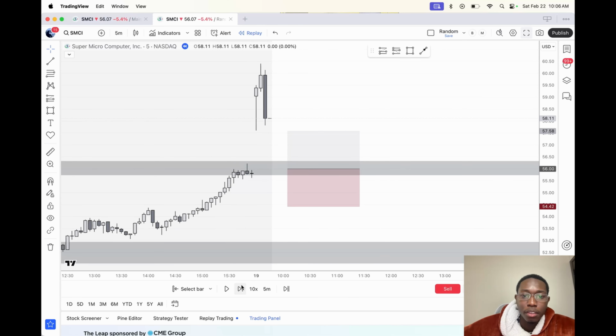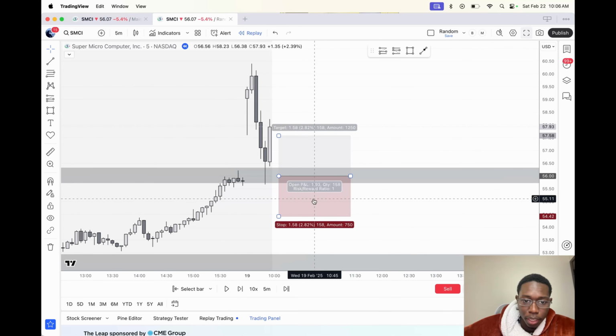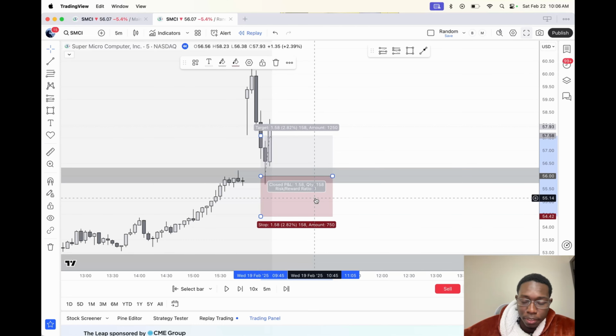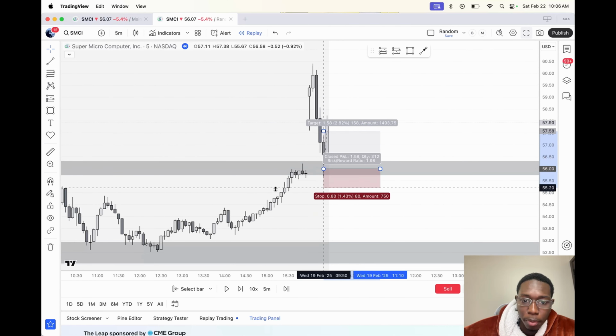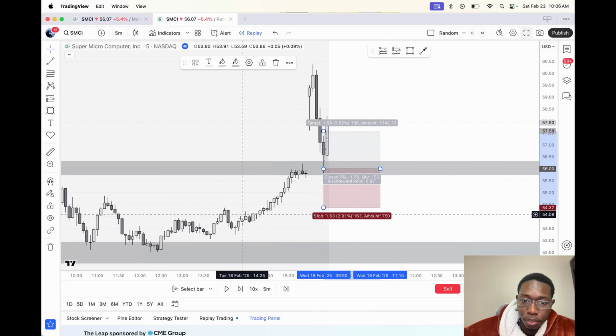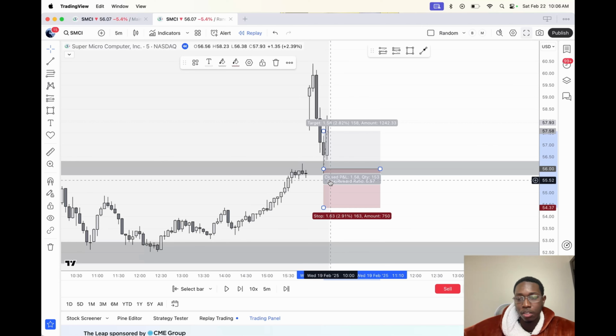So I will wait for price to come back down, and boom, price came down to 56. So my stop loss is going to be below this key level, and give it a little breathing room just in case, because not all the time you will get sniper entries like this. Price will literally come close to your stop loss and then go up in your favor if the trade is a winning trade.